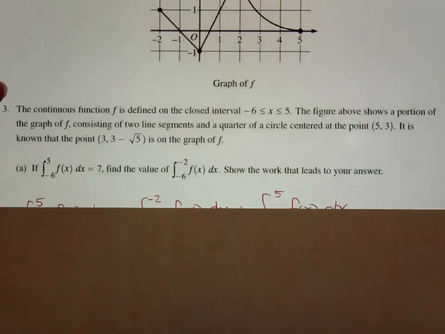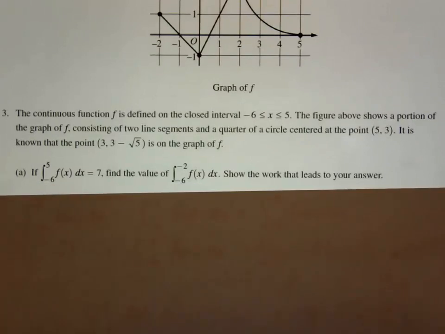So the question says, if the area from -6 to 5 under this curve is 7, what's the area from -6 to -2? Now, a bunch of people at this point panicked. Wait a minute, my graph doesn't go all the way to -6. I don't know what to do.